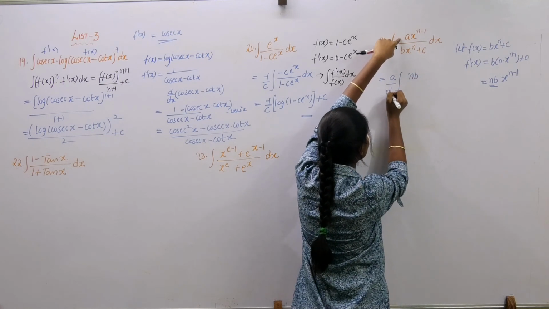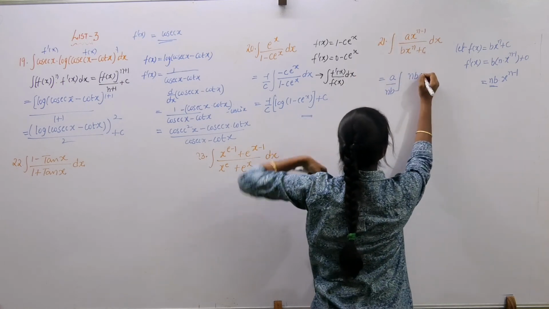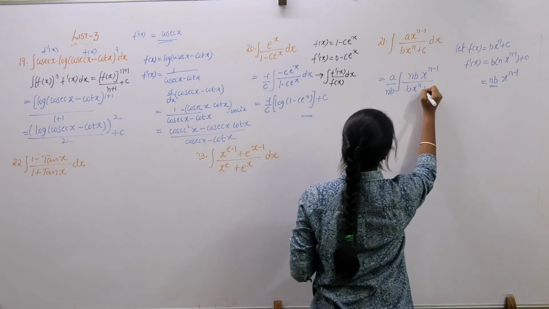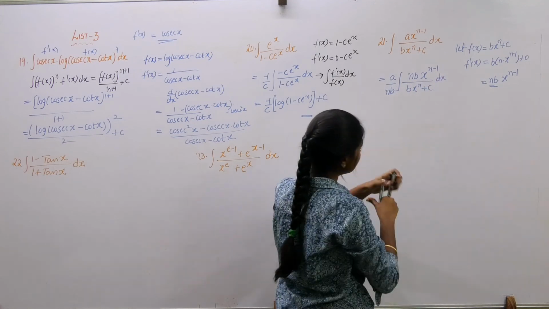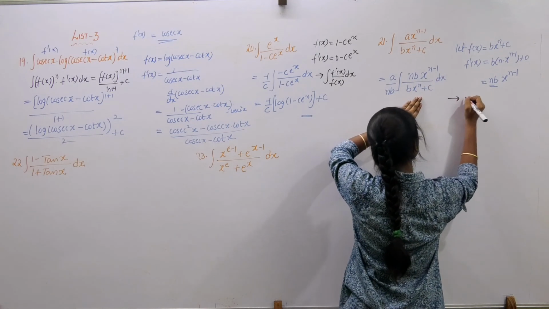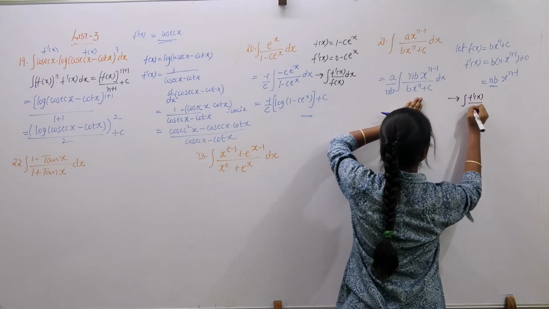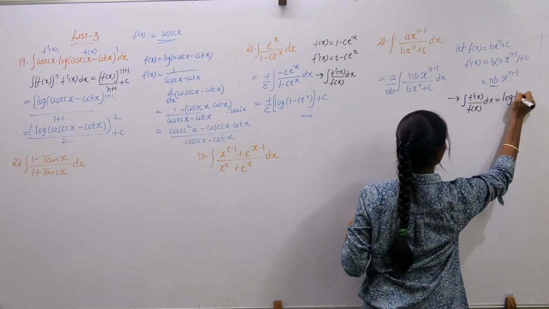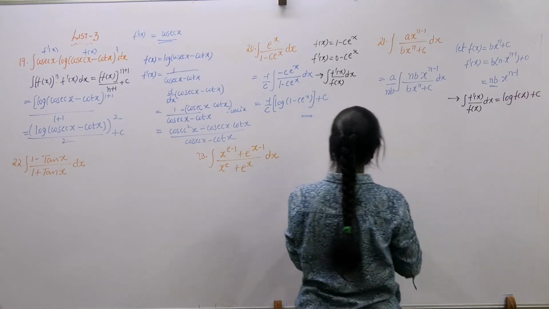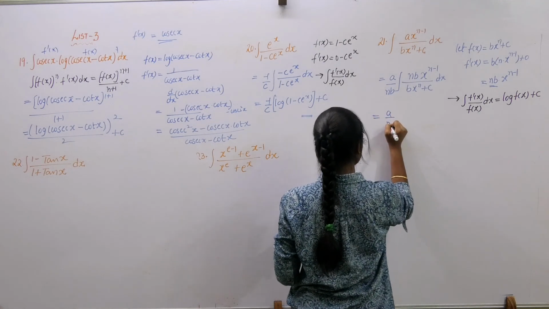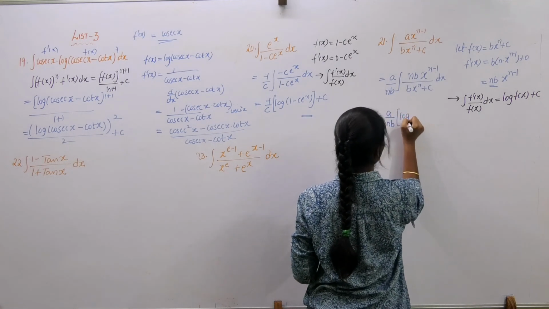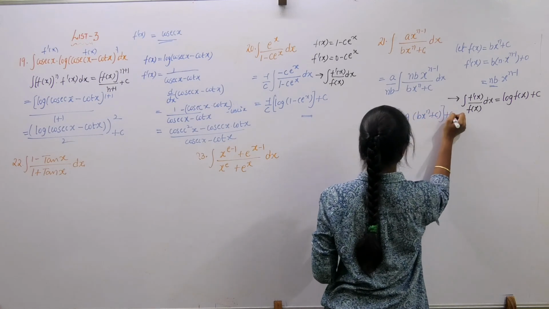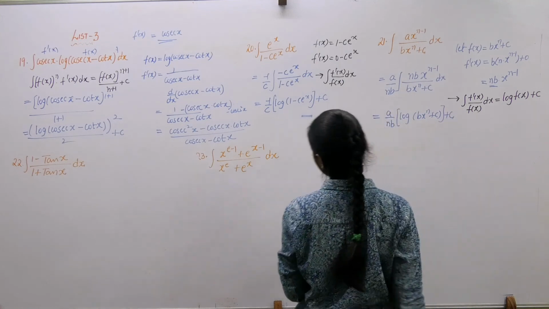So I adjust n b here also in the denominator place. n b x power n minus 1 by b x power n plus c dx. Now this is in the form of integral f dash of x by f of x dx, which is equal to log of f of x plus c. It is equal to a by n b into log of b x power n plus c, plus c. This c is the integration constant.